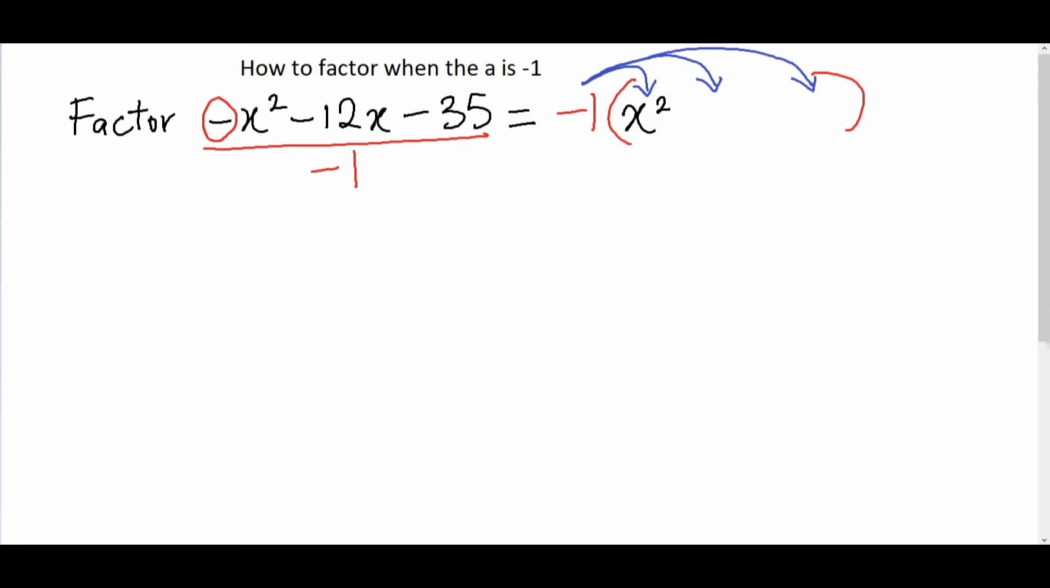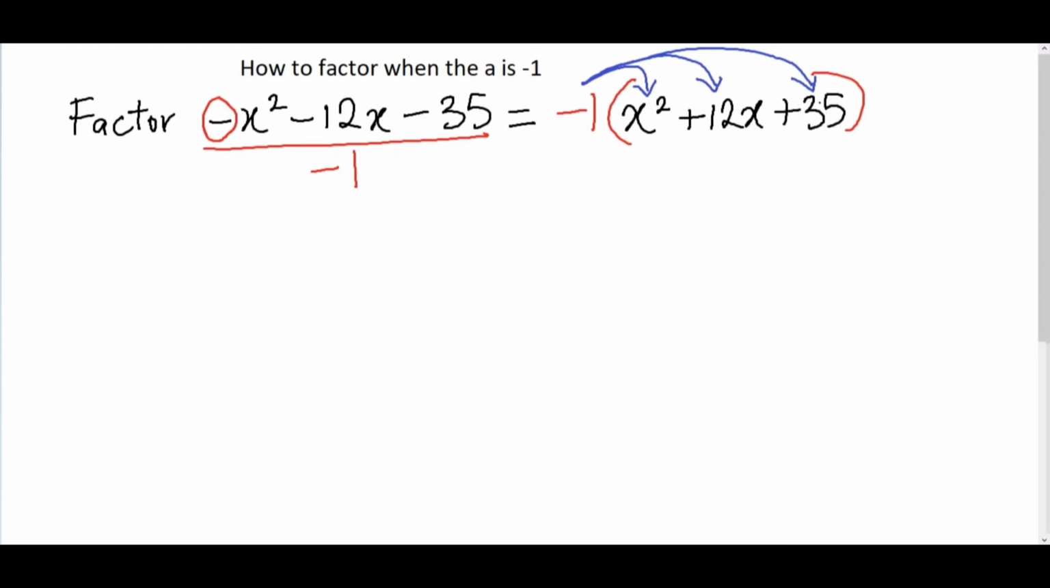Let's do the next one here. Let's find out what negative 12x divided by -1 is. Negative 12x divided by -1 gives you a positive 12x. And then the last one here is negative 35. Negative 35 divided by -1 gives us a positive 35.